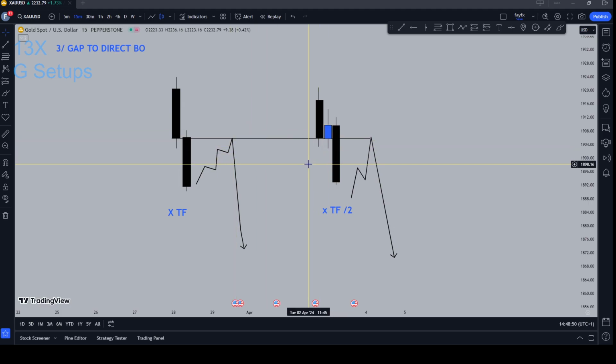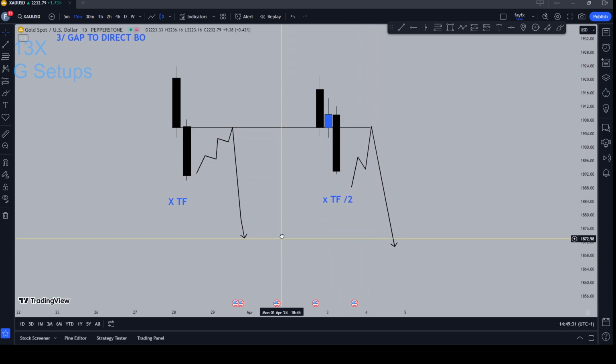The third entry is a gap to direct breakout. Very strong when there is an aggressive move in the market. On the next time frame, we have a gap. And when we go one time frame lower, we get a direct breakout. A direct breakout is a classic level that got created and broken at the same time. We have a V created here. It got broken at the same time. Price will go up, visit that level, and go down. We can instantly sell here when price reaches that level.